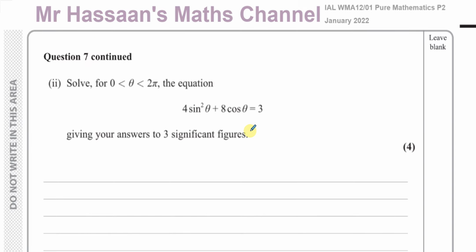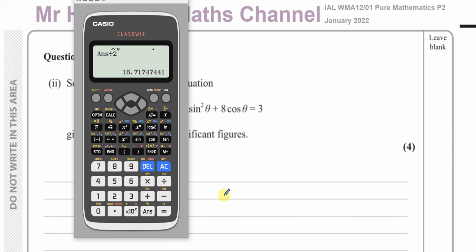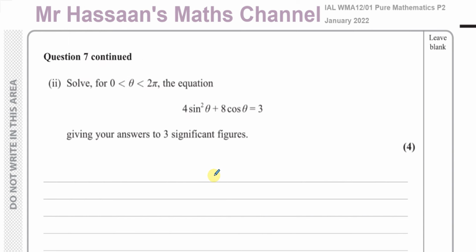Part 2 says solve for between 0 and 2 pi the equation 4 sine squared theta plus 8 cosine theta equals 3, giving your answers to 3 significant figures. So this time we need to be in radian mode. Let's prepare and get ready for that. So now I'm in radian mode. Here we have 4 sine squared theta plus 8 cosine theta equals 3. We already discussed the identity sine squared A plus cosine squared of the same angle is equal to 1.